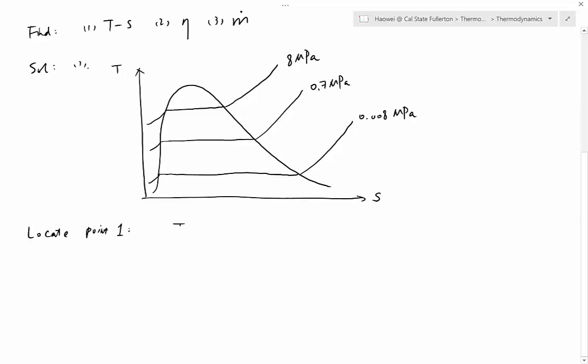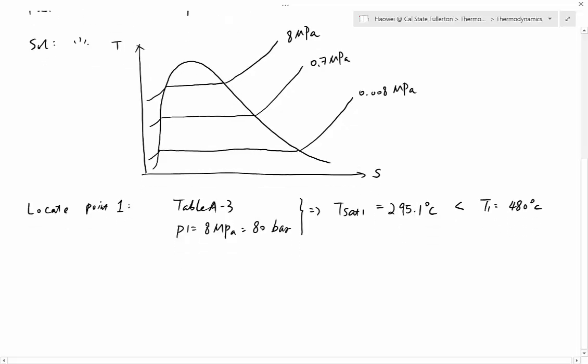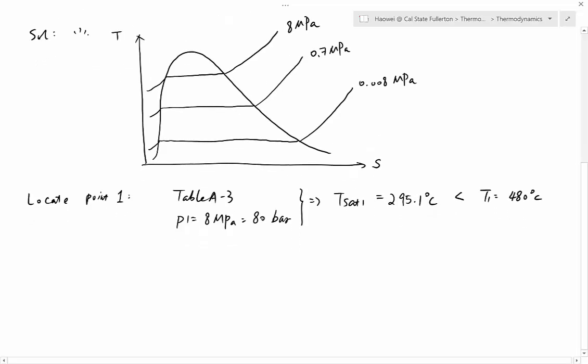We do the same as before. We go to table A3. We start from pressure. P1 is equal to 8 megapascal, which is 80 bar. And from the table, we can easily find saturated temperature. We call it Tsat1, and it's 295.1 Celsius. Okay, our actual temperature T1 is 480 Celsius, which is greater than saturated temperature. So the conclusion is point 1 must be superheated.